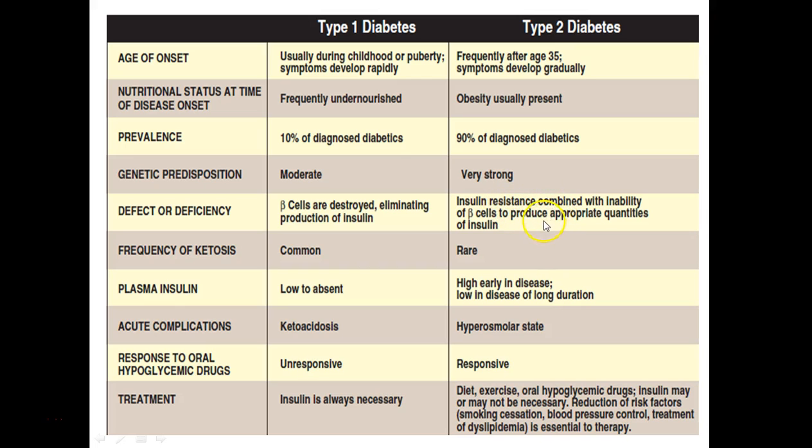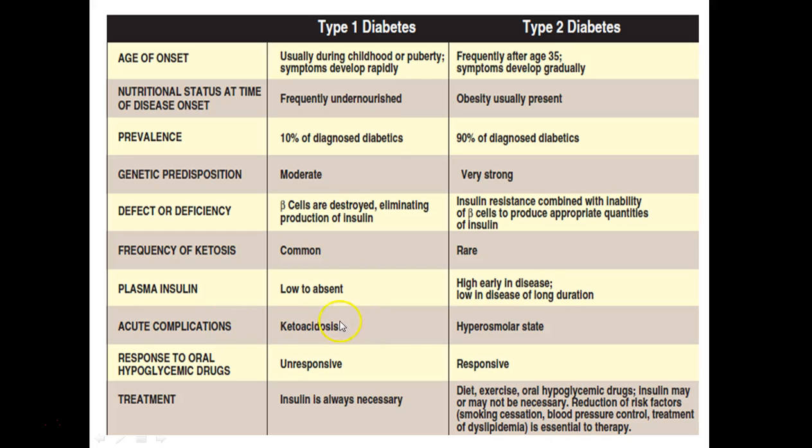Insulin resistance is important in type 2 diabetes. There is an inability of beta cells to produce appropriate quantities of insulin. If at all insulin is being produced, the insulin receptor is defective in some cases. Frequency of ketosis is common in type 1 diabetes, but rare in type 2 because a lot of nourishment is there. Plasma insulin is low to absent in type 1, but in the early stage of type 2 it is high and becomes low after time, because the body tries to adjust to that change in metabolism by increasing the insulin level.